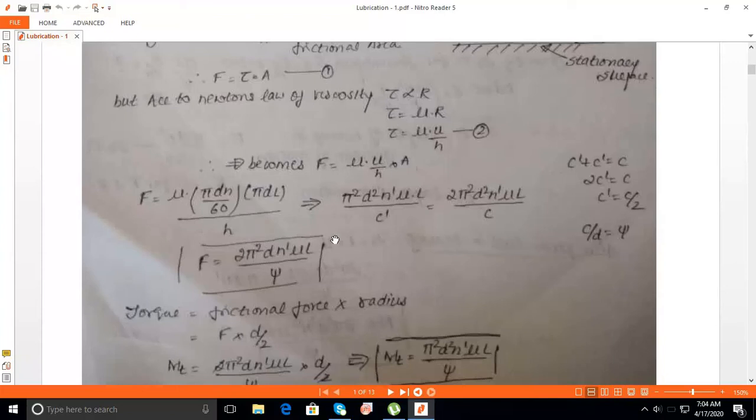So this h is called c dash. In order to convert this c dash into the diametrical clearance, we use what is called the clearance ratio. Psi is called the clearance ratio. We call it c dash by R or C by D, that means radial clearance by radius or diametrical clearance by diameter.